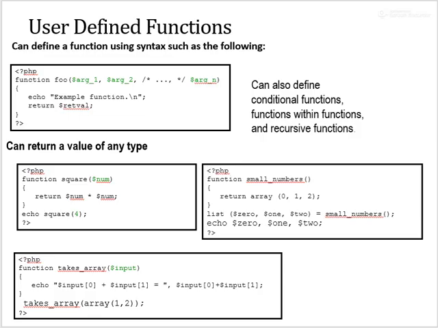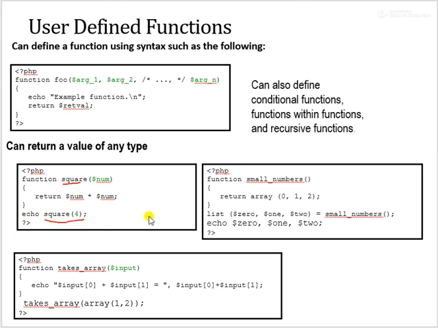In this slide we have some more user defined function examples. This is just a generic definition of a function, and here we have some examples. Let's go through each example one by one. This is the function square. The name of the function is square. It takes as input one variable named num and returns num multiplied by num.